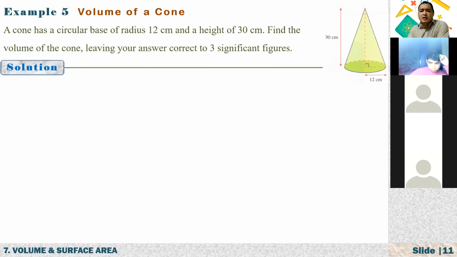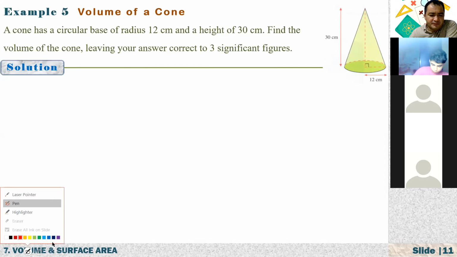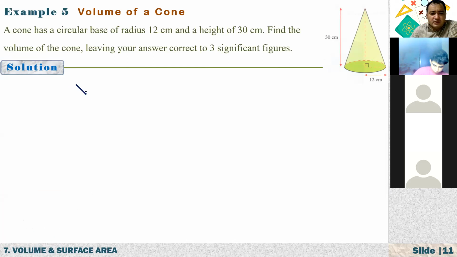In this question, volume of a cone. A cone has a circular base of radius 12 centimeters and a height of 30 centimeters. Find the volume of the cone, leaving your answer correct to 3 significant figures. Very simple question, just for warm up. So what is the volume?